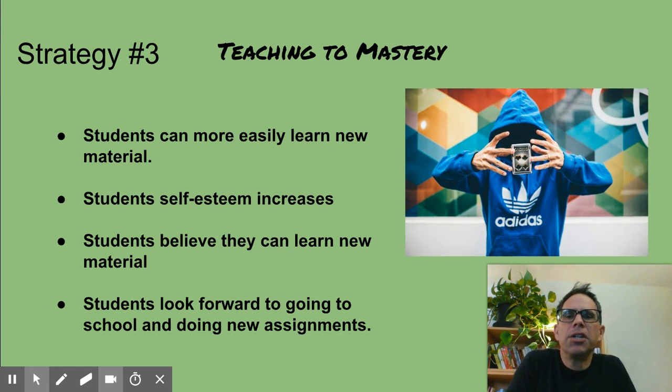Strategy number 3, teaching to mastery. Again, a lot of these, it's interesting, they're universal. They're targeted towards students with disabilities, but it's so effective for all the students in your classroom. You want them mastering a skill before they go on, because a lot of those skills are cumulative, and they need to use one to do the next unit. So you want to have them master things, because they're just going to struggle in the next unit if they haven't mastered what you just taught them.